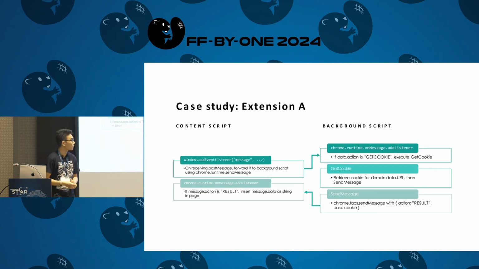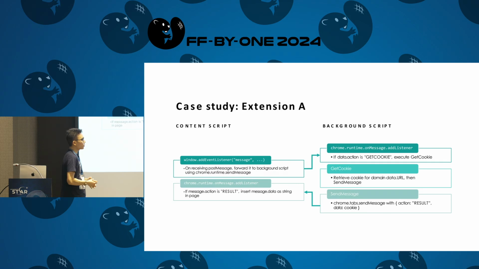So in this case, how this works is that we would have an add event listener on the web page, right, in the content script, and on receiving a post message, it would actually forward it to the background script using the chrome.runtime.sendMessage. That's how it talks to the background context.